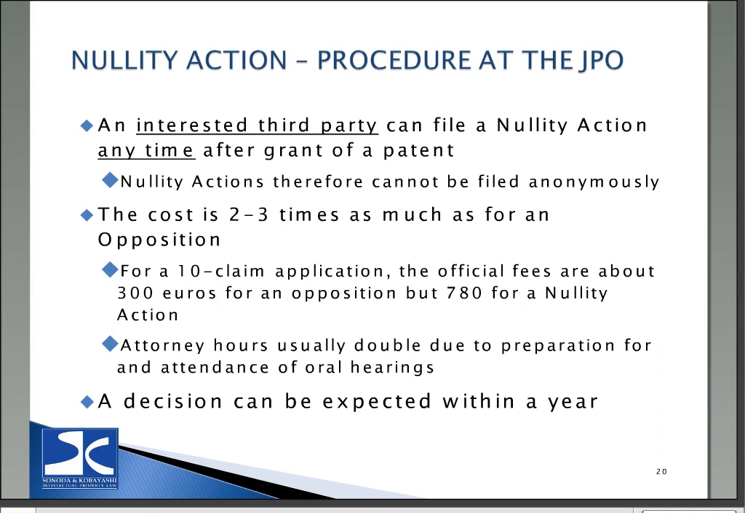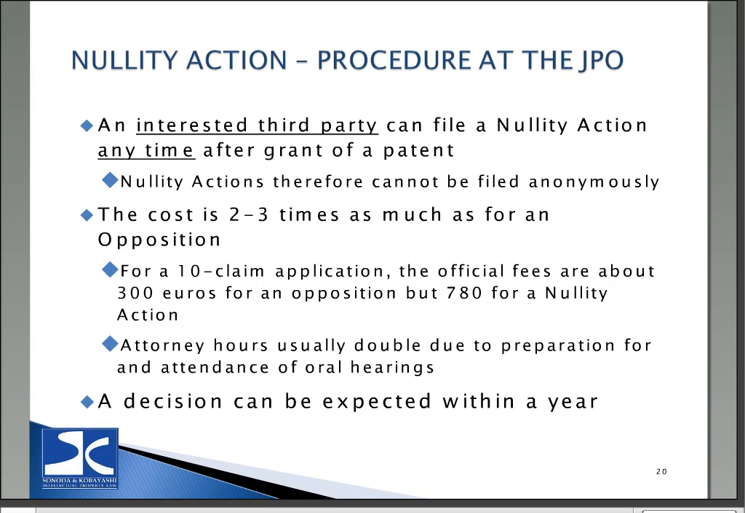Thank you. Now, this is about the nullity action at the JPO. The difference compared with the opposition at the JPO is that only an interested party can file a nullity action. And this makes a big difference. You may remember that for oppositions, you can use a straw man, but for filing a nullity action, you must disclose your name and confront the patentee. And this means that the interest is a legal interest.